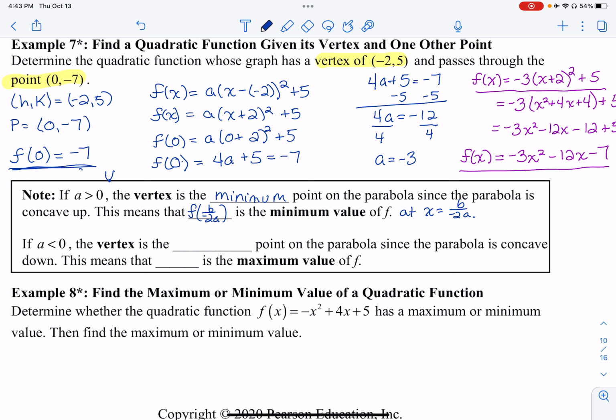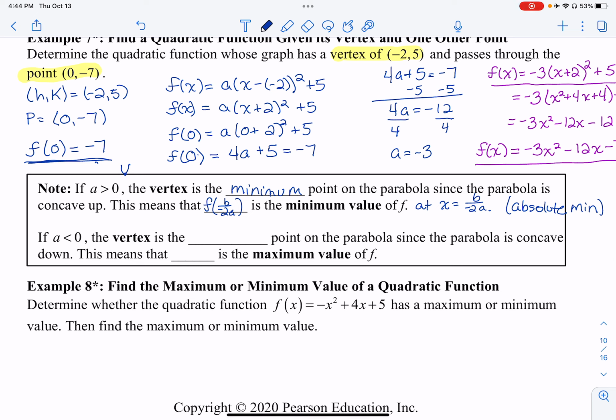One note I'd like to clarify: we could also say this is the absolute minimum, because there's no point on that function that can be lower than that. So if I have a function that has a vertex there with a greater than 0, then it's an absolute minimum.